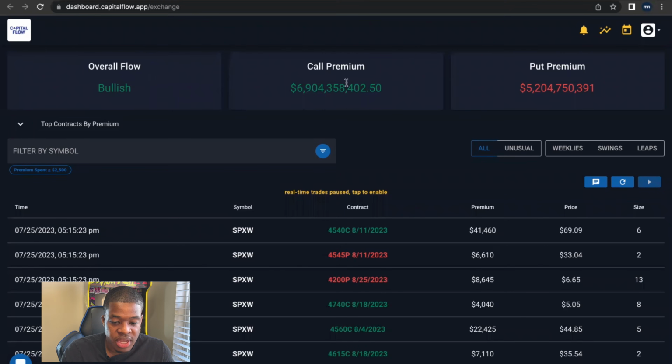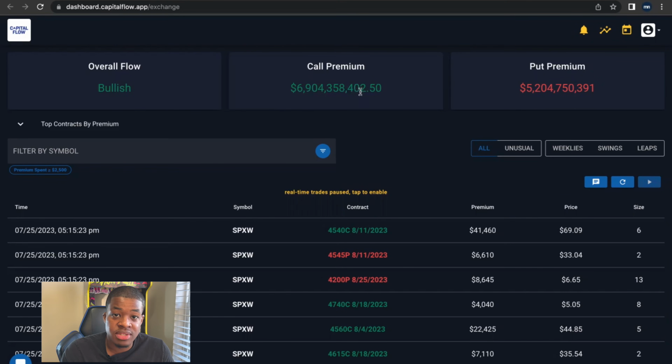So at the top, we have 3 boxes. We have overall flow on the left, we have call premium in the middle, and we have put premium on the right. So this tells us how much money has gone into puts for the day, how much money has gone into calls for the day, and then it gives us the overall flow.